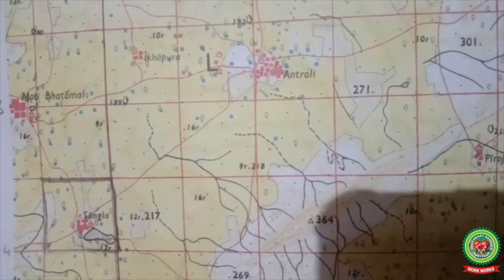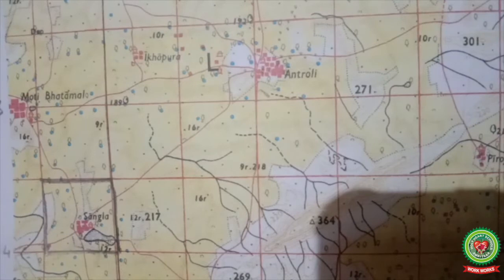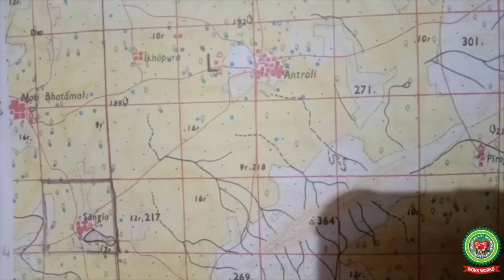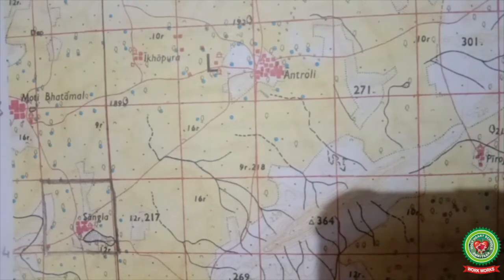I hope that now you have come to know how we calculate the man-made and natural features in a given grid in the topographical map. So your homework is to solve the questions related to man-made and natural features given on pages 24, 26, 28, 30 and 32 of your Ratnasagar book.